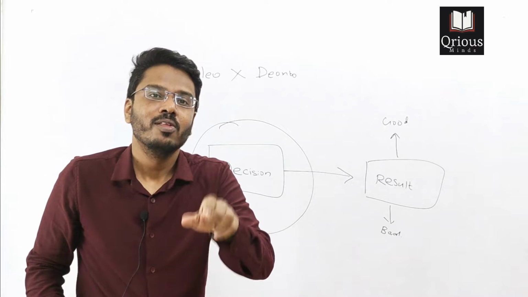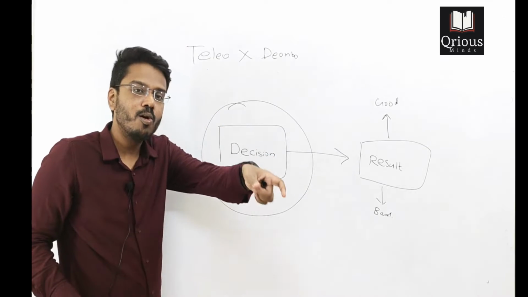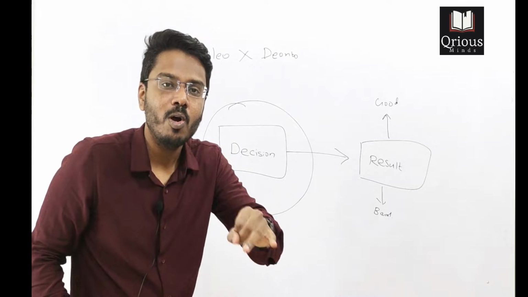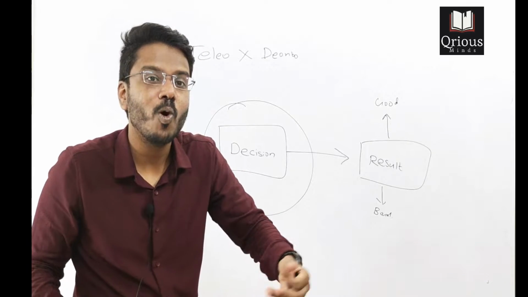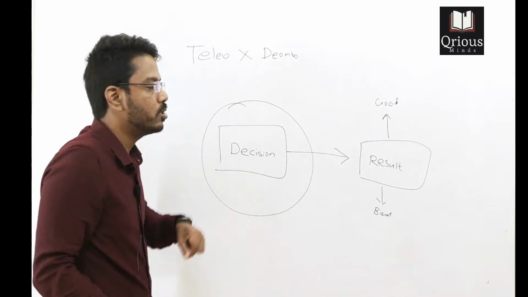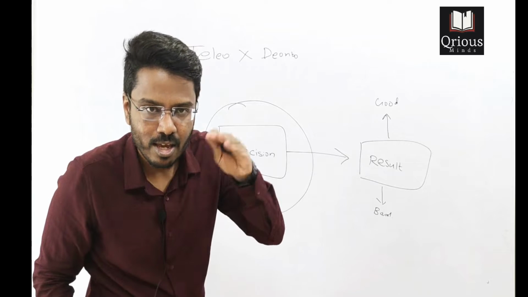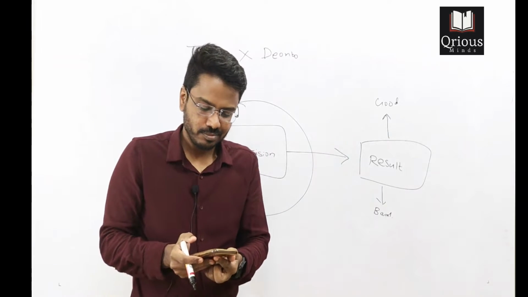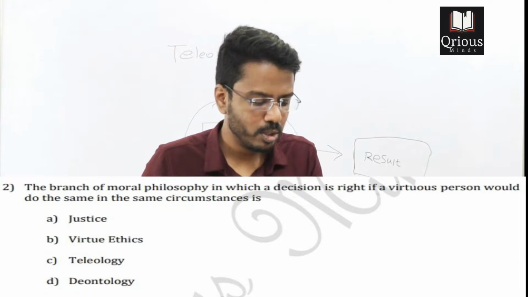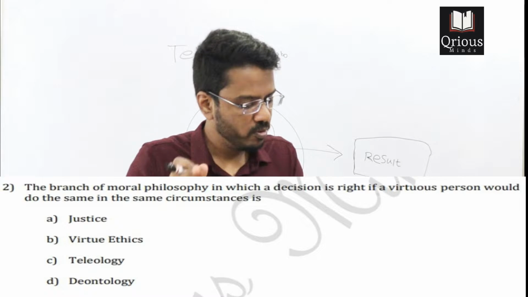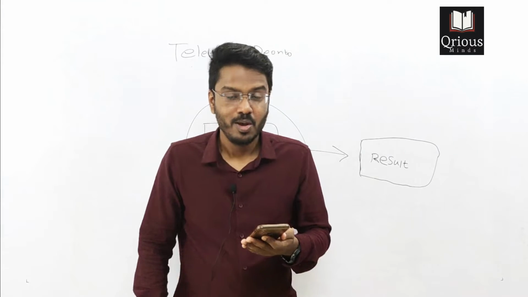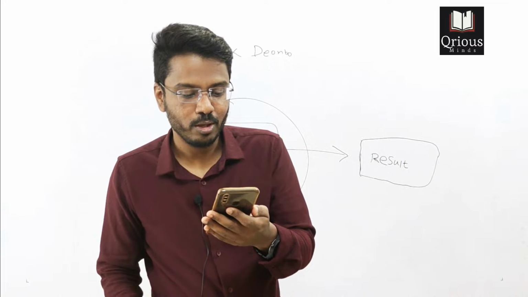And in MCQ there have been questions coming whether teleology and deontology are same or synonymous or opposite. So you can say that teleology and deontology are exactly the opposites. And the answer to this question number 2 is option B, virtue ethics. Moving on to question number 3.